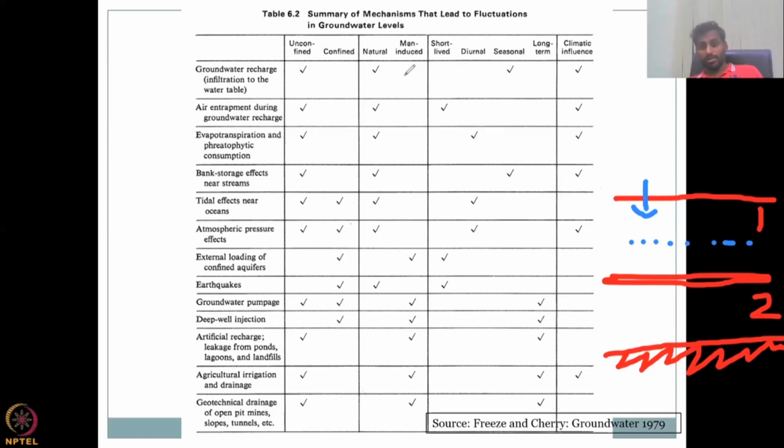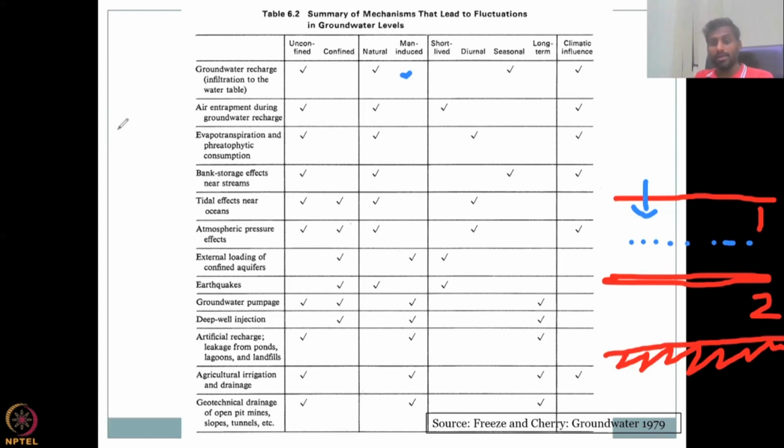It can be man-induced also. So let me put a small tick here just to show that you can have groundwater recharge networks, surface ponds, farm ponds, etc. that we will be seeing. Everything is there. Is it short-lived, diurnal, or seasonal? Mostly it is seasonal, because rainfall happens not very short-lived. It is not daily, just within a day it will change. It is a seasonal pattern. Not long-term, because every season you do have recharge.